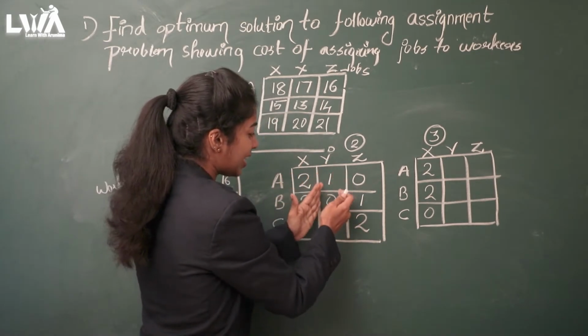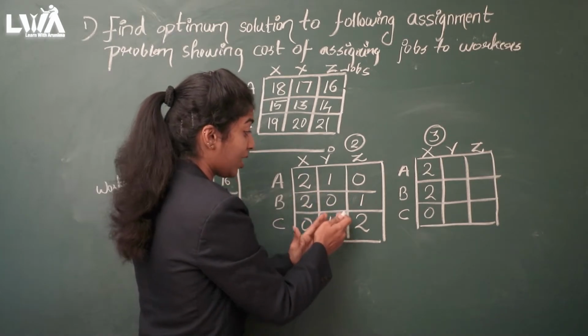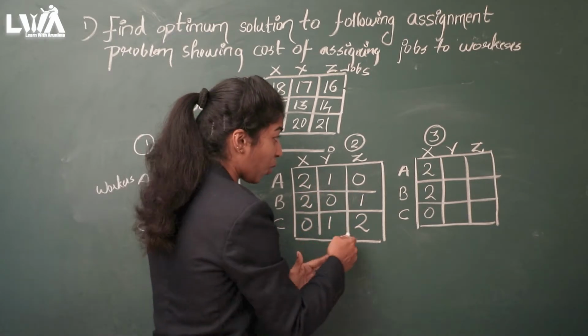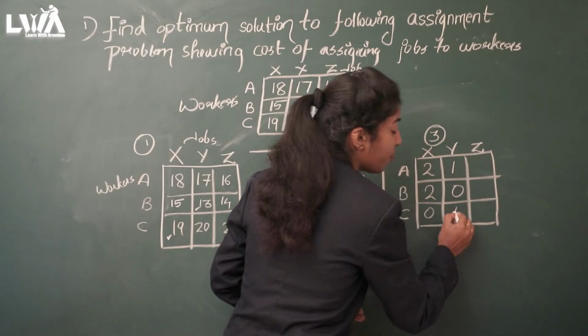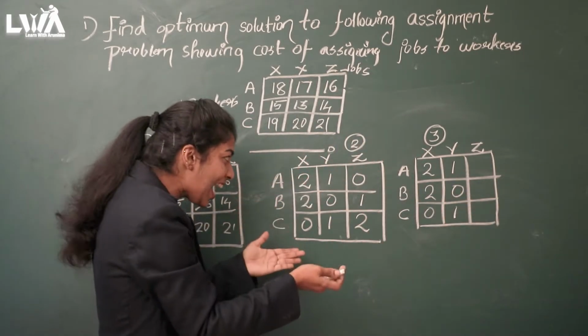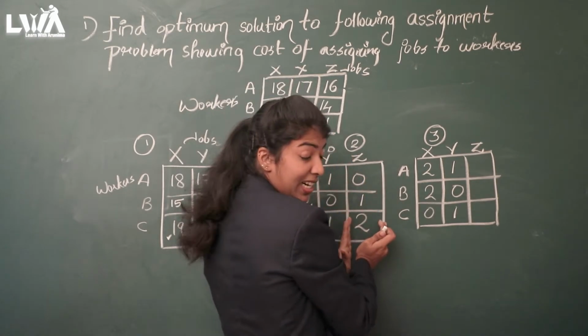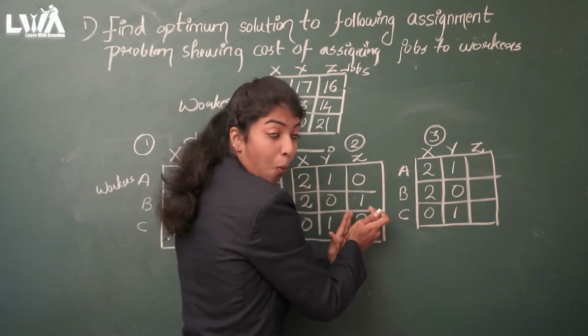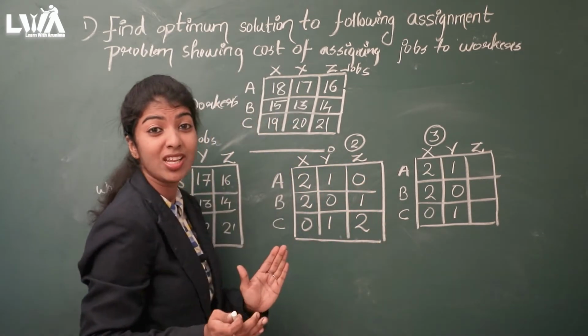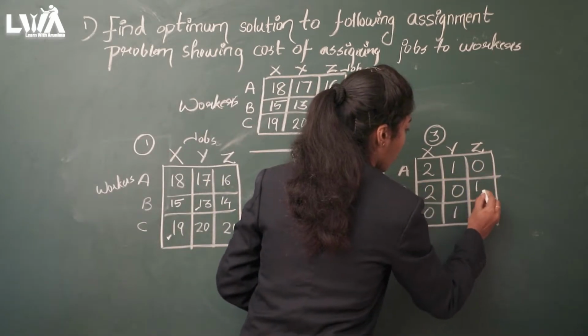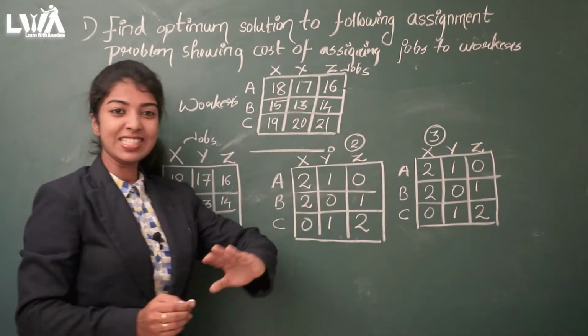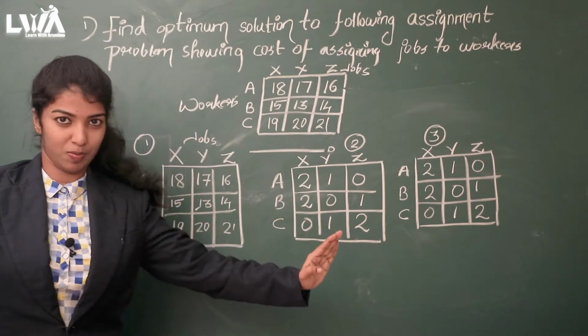Here also, in the second column, the lowest element is 0. So again, 1 minus 0, 1. It is repeating. Again, we are considering the third column. Here 0, 1, 2. Which is the smallest? 0 is the smallest. So the same matrix. This is all about the problem.